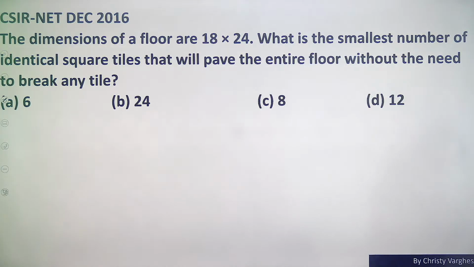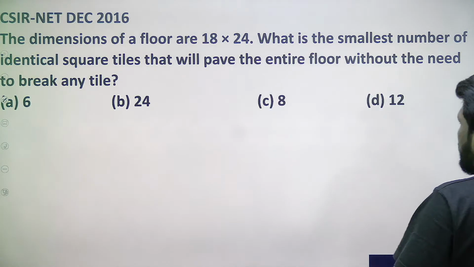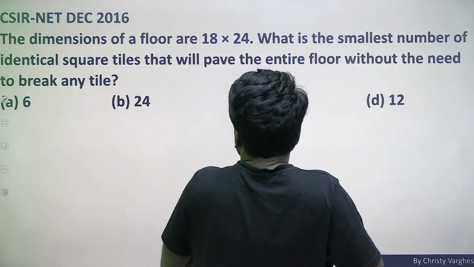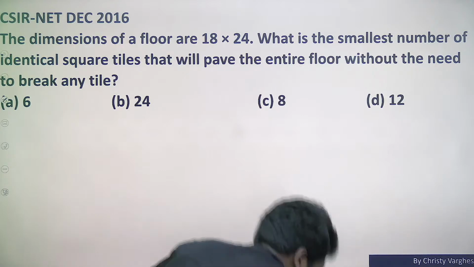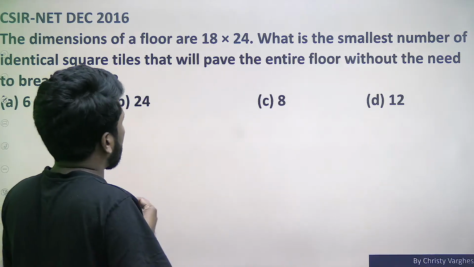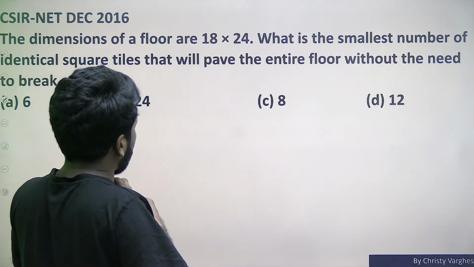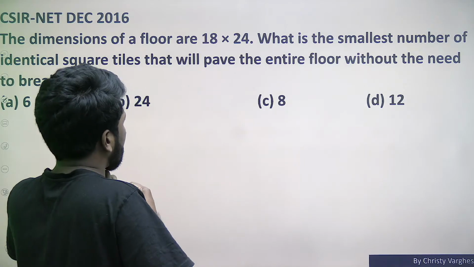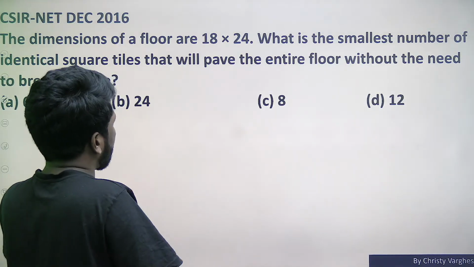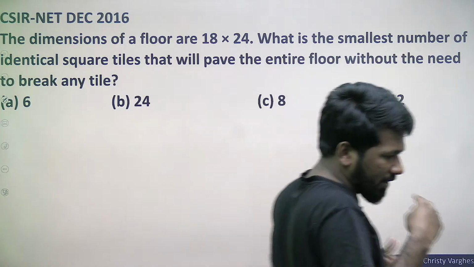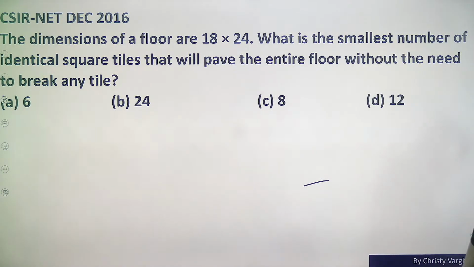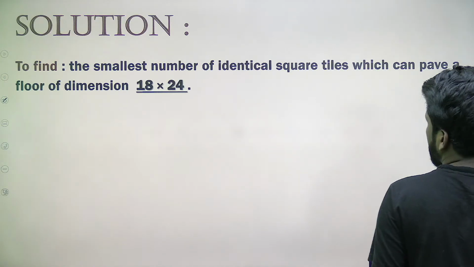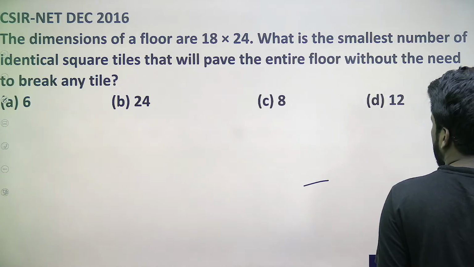Very good. So this is similar to the previous question, but a bigger dimension. Dimensions of a floor are 18 by 24. What is the smallest number of identical square tiles? Identical square tiles चाहिए तो definitely 18 and 24 का factor होना चाहिए वो square tile का dimension. So look at this. Solution. 1 second.